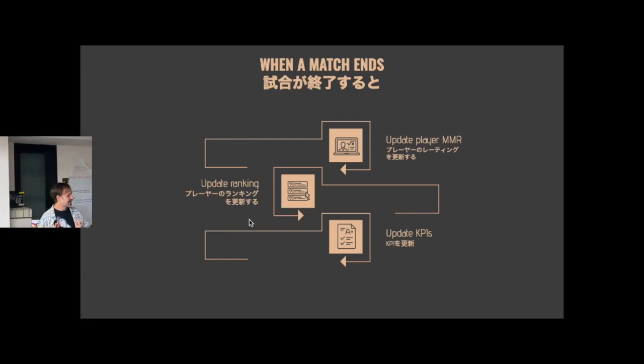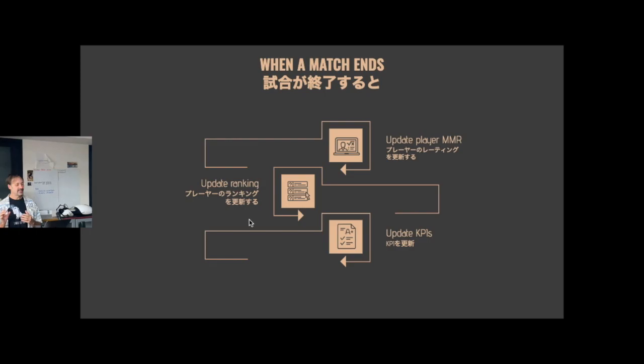So, when a match ends, there's a couple things that we're going to want to do. We're going to want to update the player's MMR. We're going to want to update the ranking, so we have our updated leaderboards that you can view. And then we're going to want to update the KPIs. Seems reasonable. What is MMR?